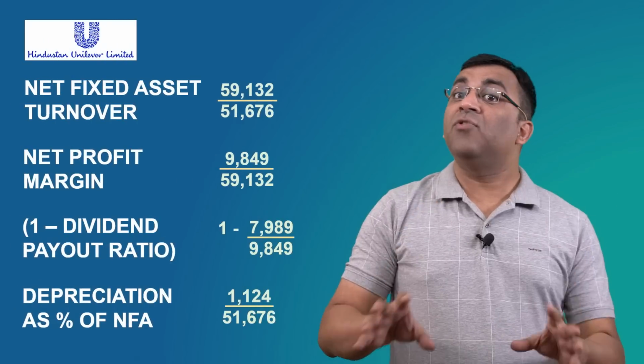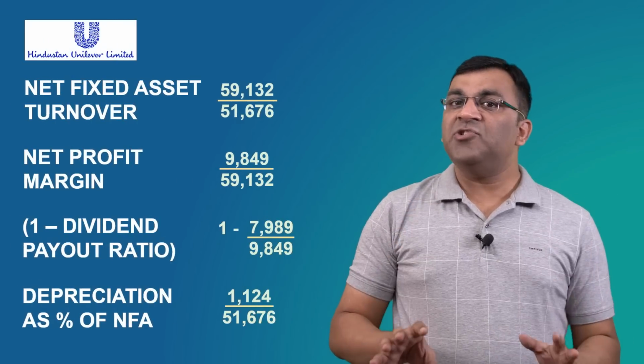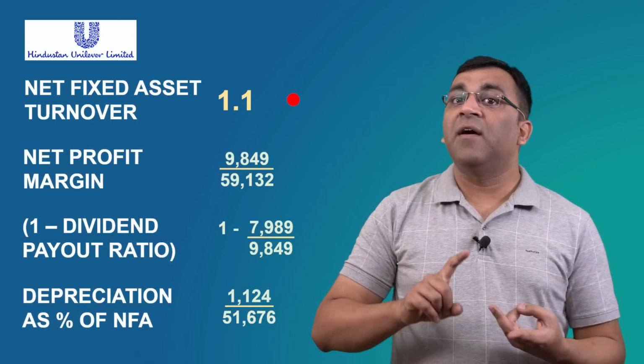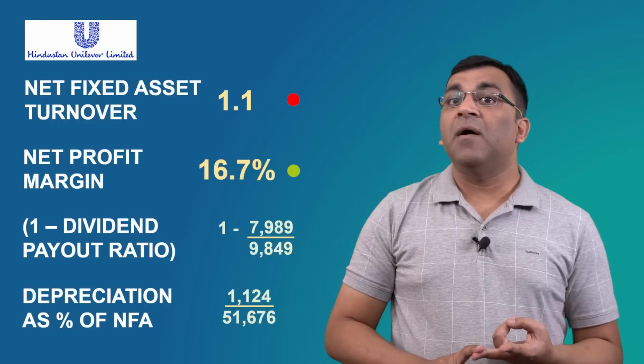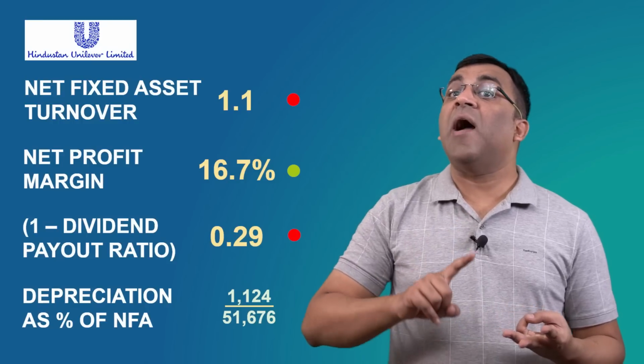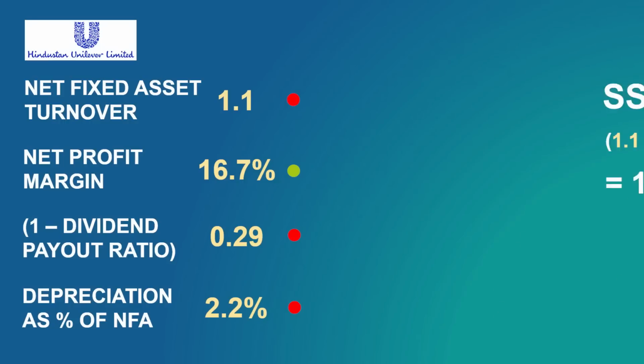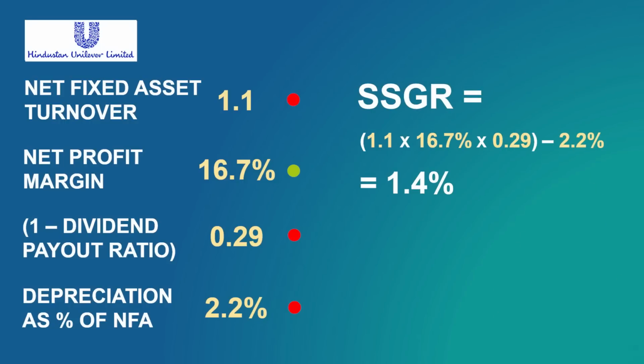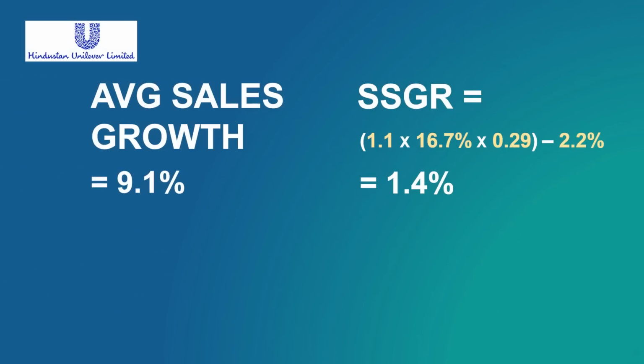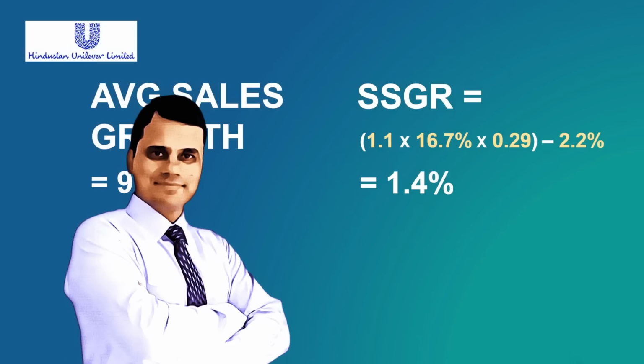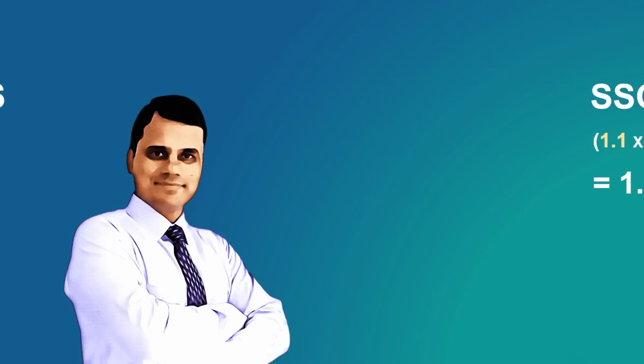Let's look at another example. How about Hindustan Unilever Limited? So HUL has a low NFAT, a mid to high NPM, a high dividend payout ratio, and a low depreciation rate, which gives us an SSGR of just 1.4%, which is a lot lower than HUL's sales growth, which is generally in the 10% range. The point Dr. Malik makes is that companies that have a higher SSGR as compared to their current sales growth do showcase a higher margin of safety.